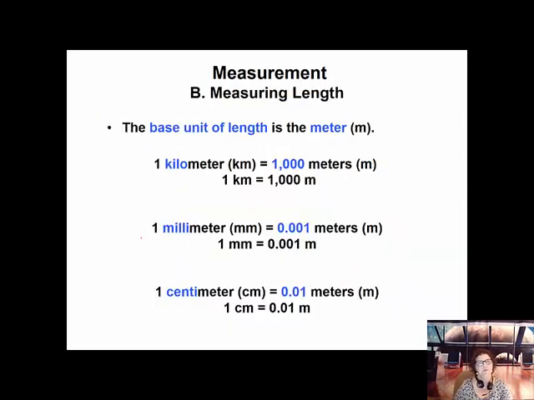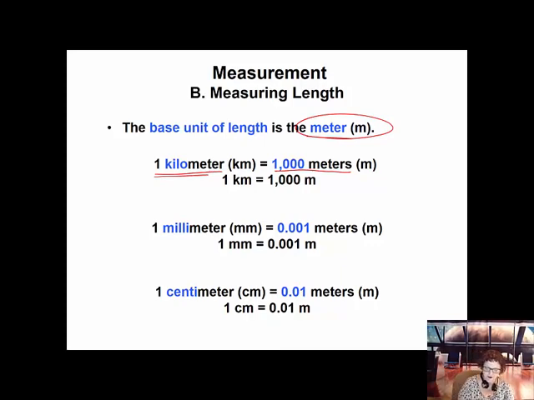All right, so measuring length. The base unit of length is the meter, okay, the meter. So if I have 1,000 meters, that means I could also just say I have 1 kilometer, or we usually say kilometer.